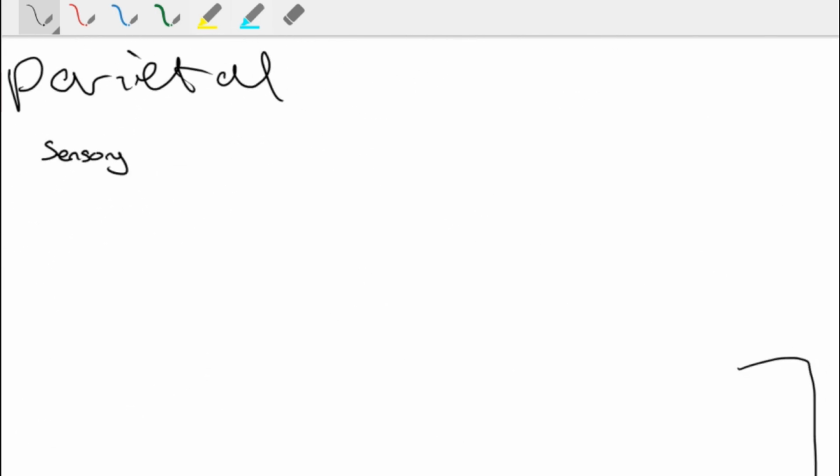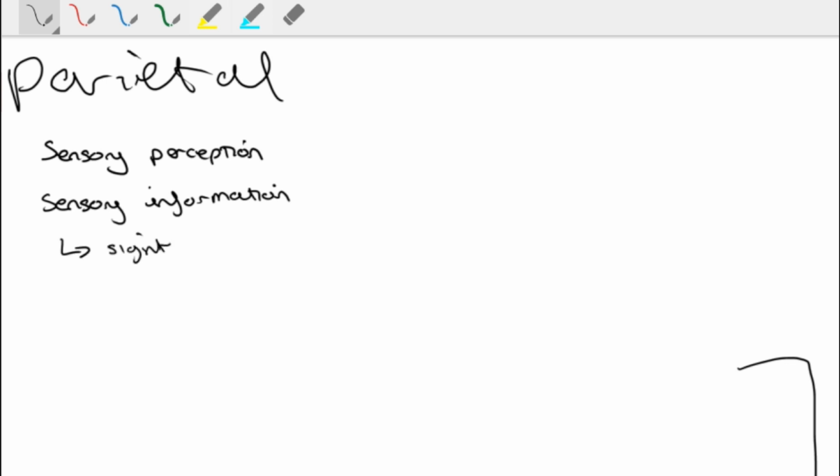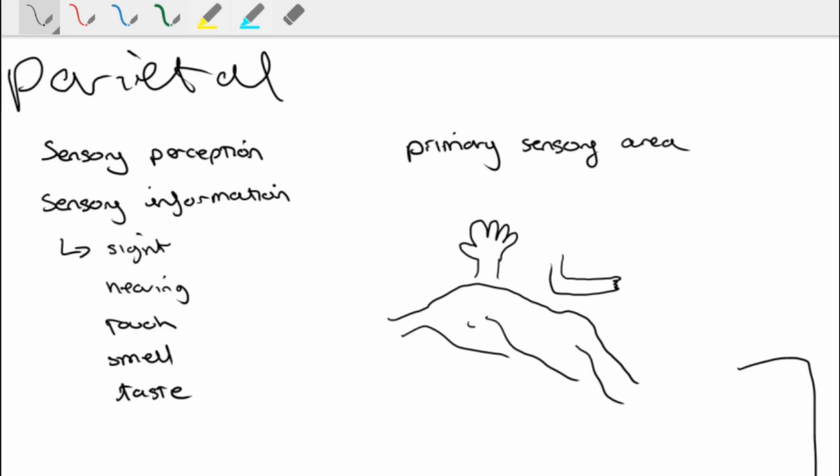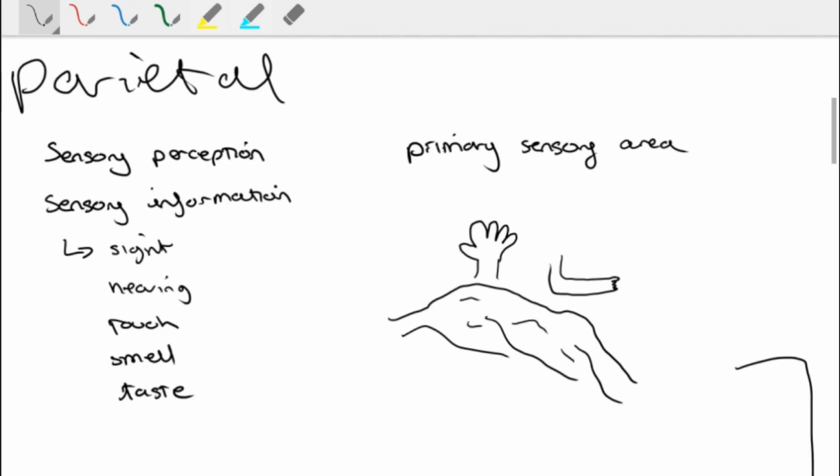The parietal lobe is important for sensory perception and the integration of sensory information such as sight, hearing, touch, smell, and taste. The parietal lobe is also located in what is called the primary sensory area, where sensory information from other areas of the body are interpreted. Some parts of the body will generate more information than others, and the more sensory information is gathered from that area, the more of the parietal lobe will be dedicated to those areas such as hands and fingers.